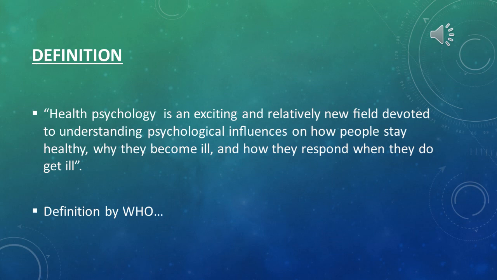If a person is to stay healthy, we have to know what the psychological influences are that help the person get healthy or stay healthy, and why they become ill. And the next point is how they respond when they do get ill, how the person will respond to the illness he or she is facing. We can take COVID-19 as an example.